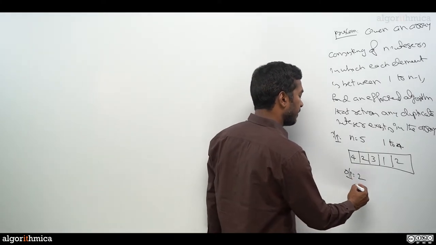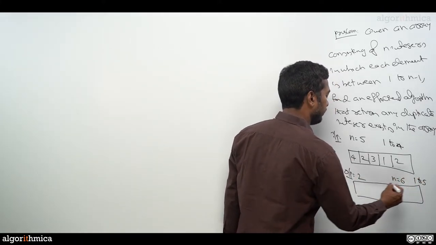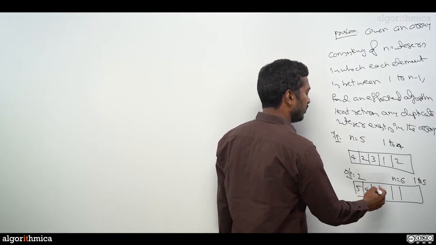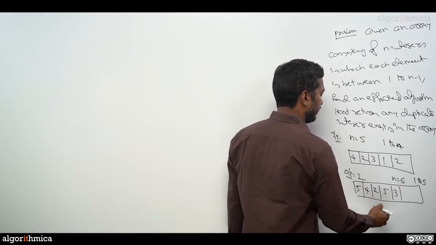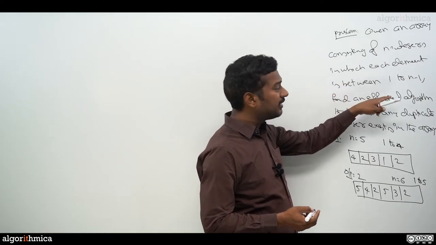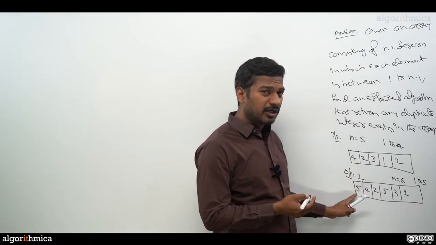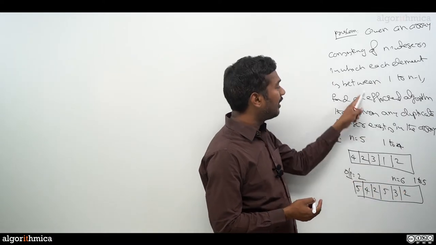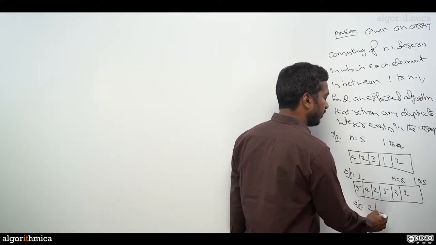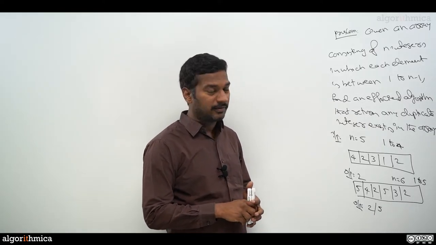Let's take one more example. This time, I take n equals 6. The range is 1 to 5. Let me pick 6 elements: 3, 4, 5, 6. Now there is a 5, there is a 4, let's say 2, again 5, again 3. So you can see this array satisfies our requirement: each element is between 1 to n minus 1, that is 1 to 5. But in the repetition, you can see 4 is repeated, 2 is repeated. All I'm asking here is any one duplicate. In this case, you can return either 2 or you can return 5. Any of them is fine.